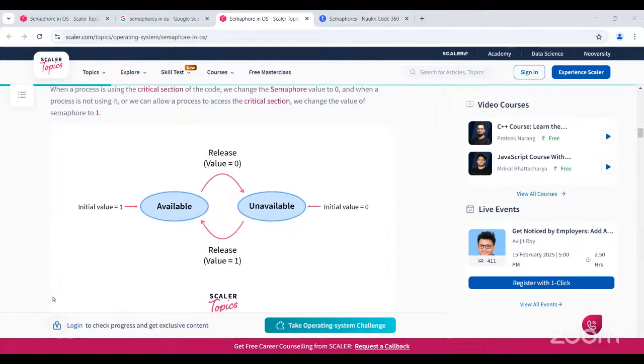Now see the diagram here. The initial value is 1. When the value is 0, it is unavailable. When the value is 1, it is available.